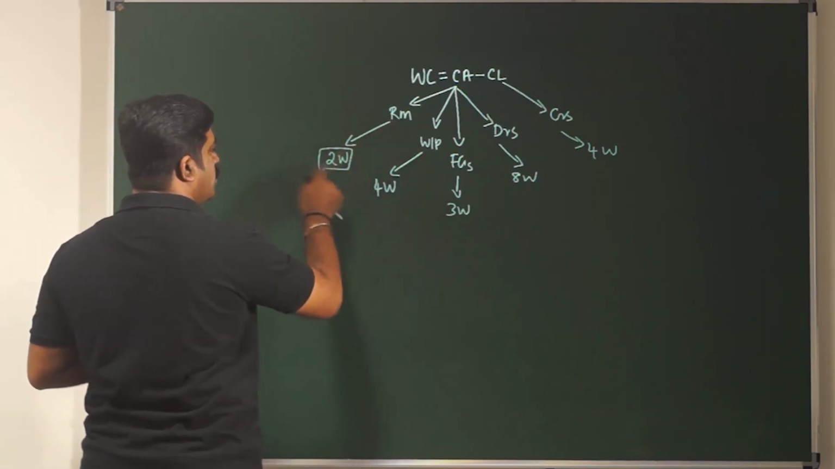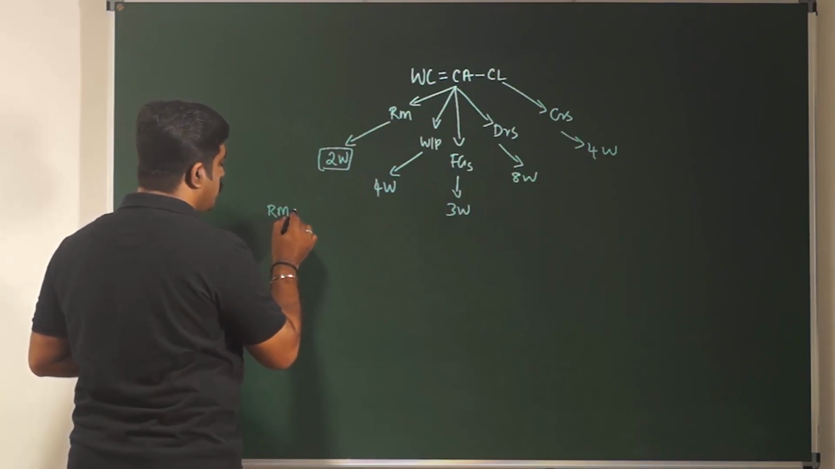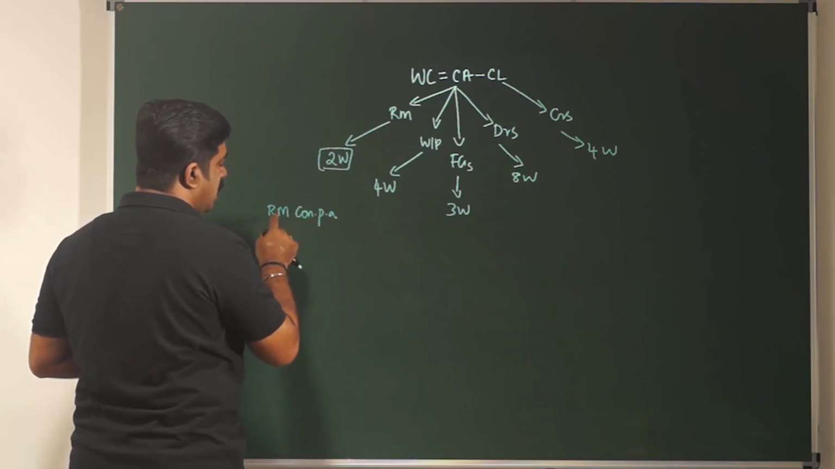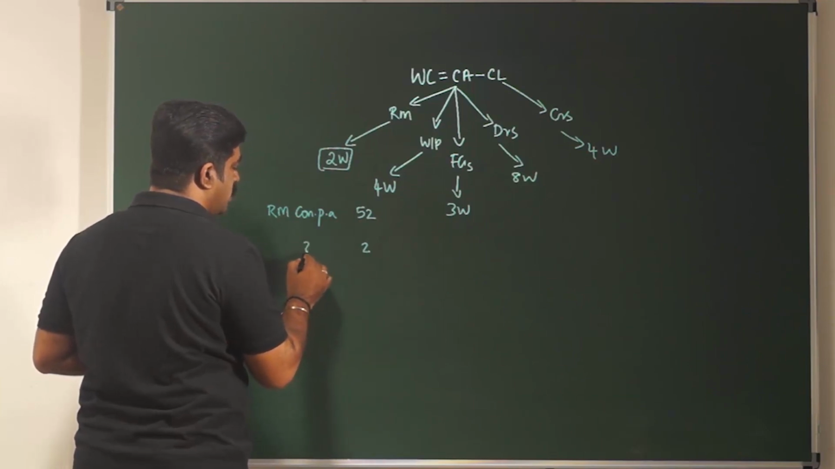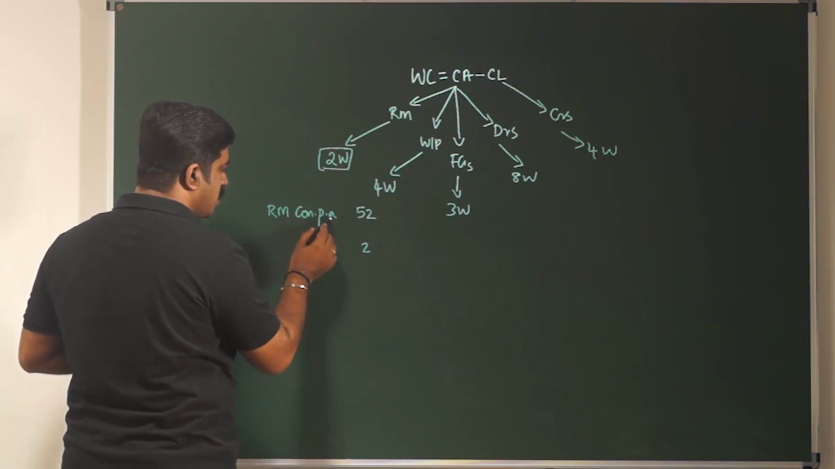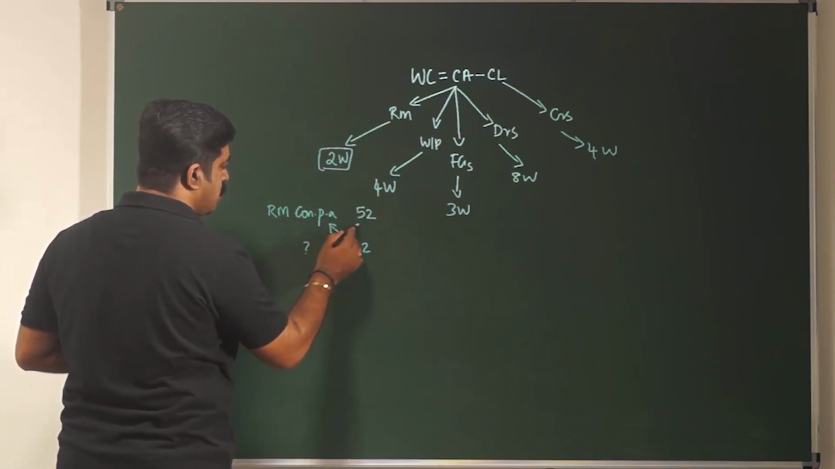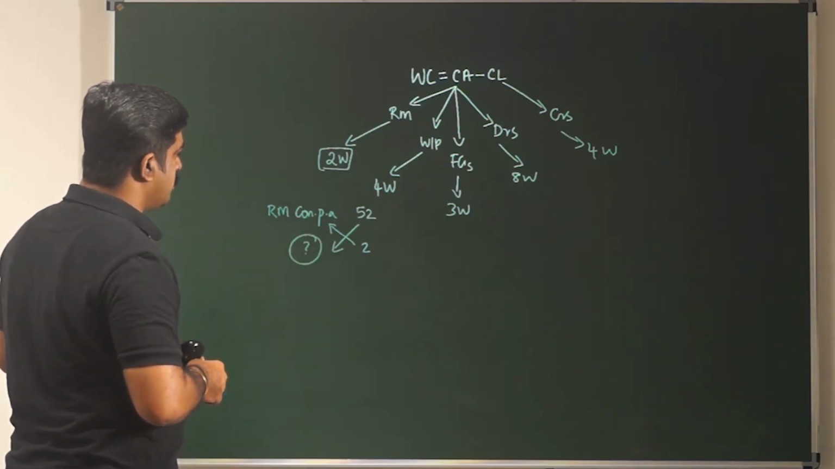Now, how do I find out the raw material holding period? I can find out the raw material consumed per annum, and I understand that is for 52 weeks. I am interested in finding the raw material for 2 weeks. So what I have to do is take raw material consumed per annum multiplied by 2 divided by 52. That is simple cross multiplication, so I get to know my raw material stock.